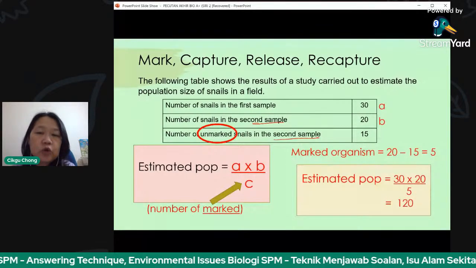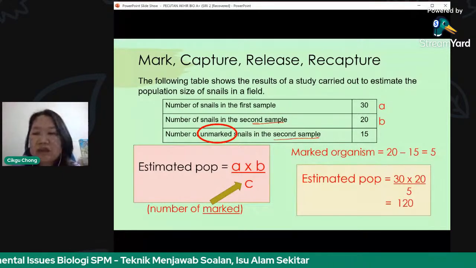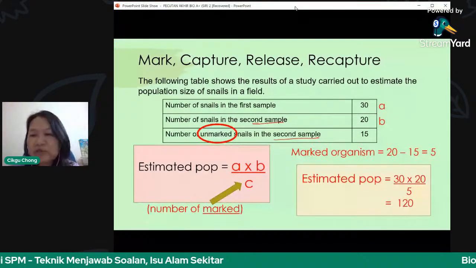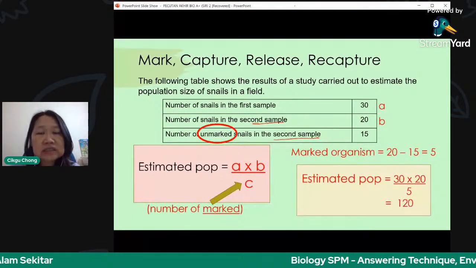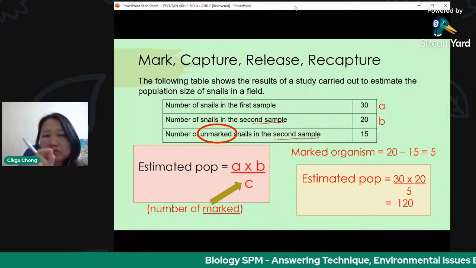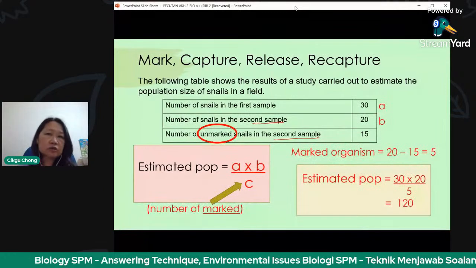Yes, correct. Very good. You have done your revision. Yes, everyone correct. 120. Don't go and put 15 there. That's why you read your question twice. Make sure you see the word properly, unmarked, instead of reading it as marked. Okay, now let's go to the questions.